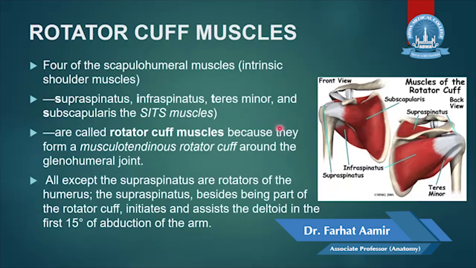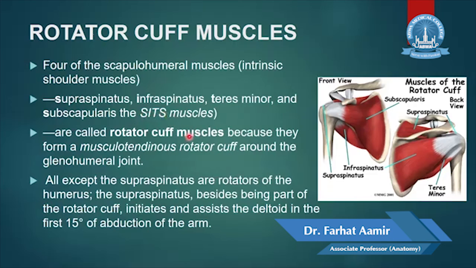What are those four muscles? Number one is supraspinatus. Number two is infraspinatus. Number three is teres minor. And number four is subscapularis. So can you see here the first letter of each muscle? S from supraspinatus, I from infraspinatus, T from teres minor, and again S from subscapularis means SITS muscles. So the first letter of every muscle is taken and they constitute the SITS muscles: supraspinatus, infraspinatus, teres minor, and subscapularis.